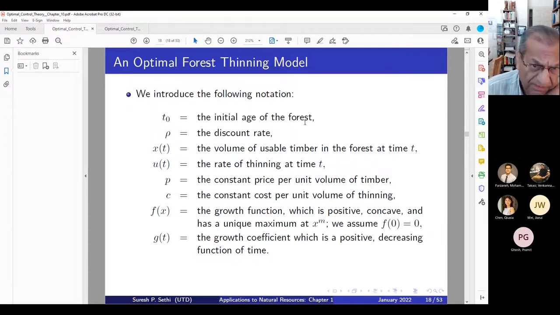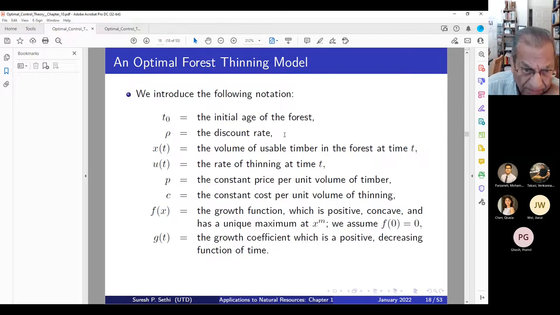We are given a forest at the age of T0. Okay, so maybe at some point the forest was already growing, and we take over this forest at time T0. And now we have the ownership of the forest. We want to find out how to manage this forest in the best way. We have a discount rate of rho, and we know that somehow this forest is going to grow, and we have some dynamics, which are studied by forestry people. We can rely on some of those dynamics to develop how this x(t) starts from x(T0), which is given to us. We are initially given how much volume of timber is in this forest and then how it will grow over time.